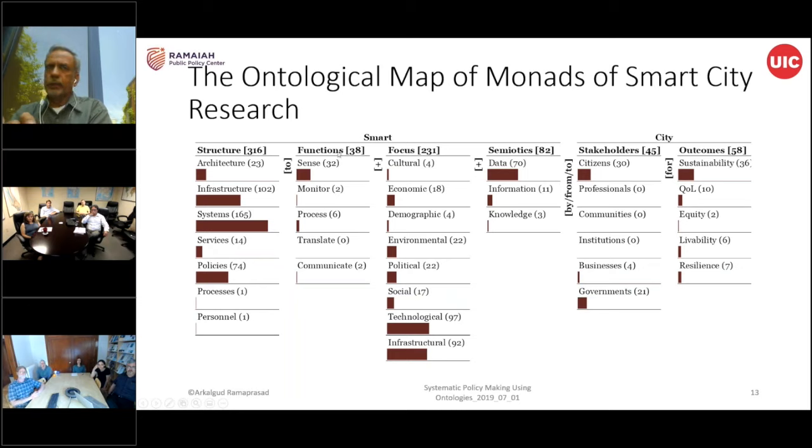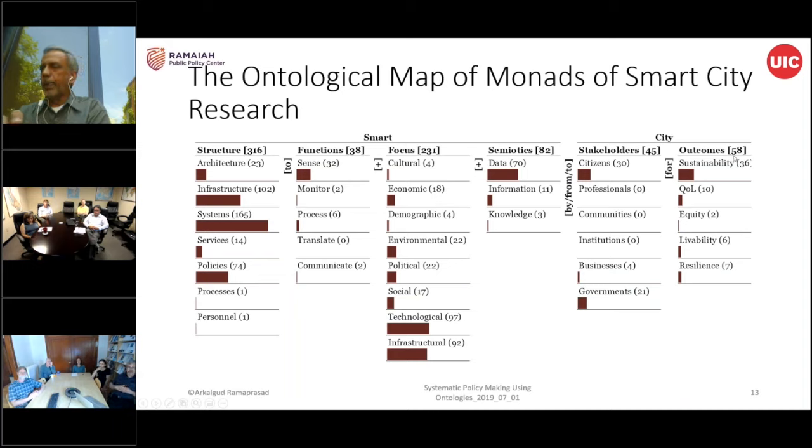Similarly, in terms of the functions, about 38 talked about the functions, a very small number of them. They talked basically about sensing. Most of them talked about simply collecting data by putting sensors, very little about monitoring, processing, translating, and communicating. Similarly, in the semiotics, the dominant focus is on the data, not on translation to information and knowledge. Similarly, the focus is on technological and infrastructural issues, not on the cultural and other types of issues.